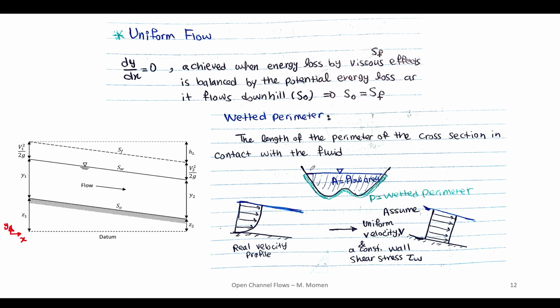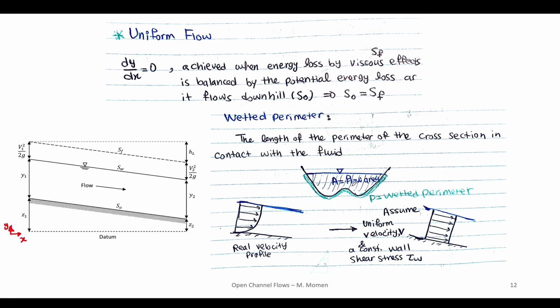The wetted perimeter is defined as the length of the perimeter of the cross section in contact with the fluid. So this green line shown here is the wetted perimeter for this cross-sectional area of open channel flow. A here is the flow area, which is shown as these blue lines, and this green one is the wetted perimeter. We make some assumptions in these uniform flows to be able to derive some simplified equations, and some of them we are going to talk about as semi-empirical equations.